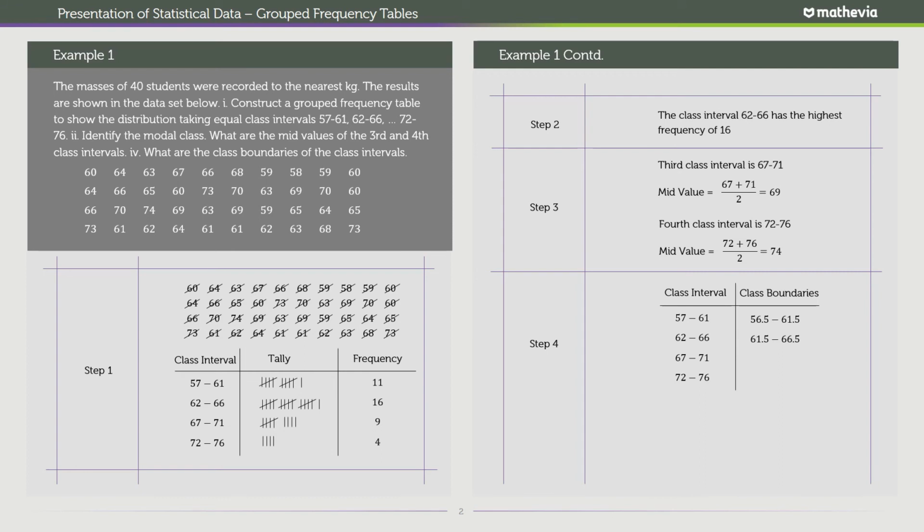I do the same. 62 minus 0.5 is 61.5. 66 plus 0.5 is 66.5. Okay, I keep doing that. I get to the end, and if you look closely, you'll find that the upper boundary of one class is always equal to the lower boundary of the next one. So we have 61.5 from the first to the second, 66.5 from the second to the third, and 71.5 from the third to the fourth. So you can see these are the border lines between each of the classes.